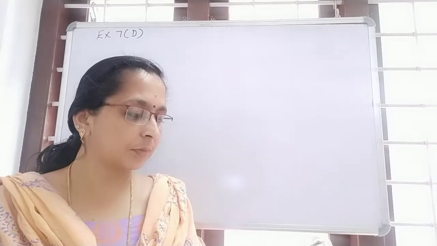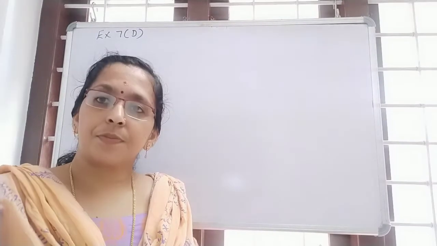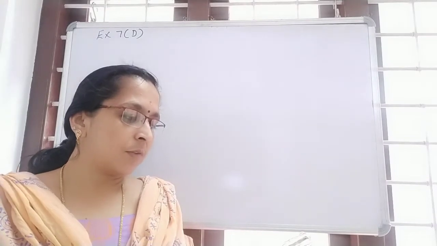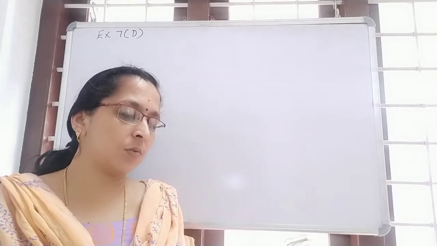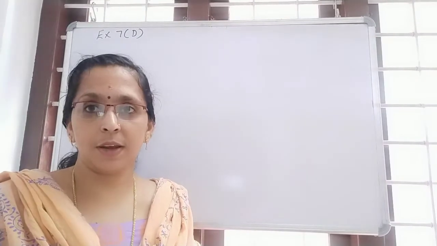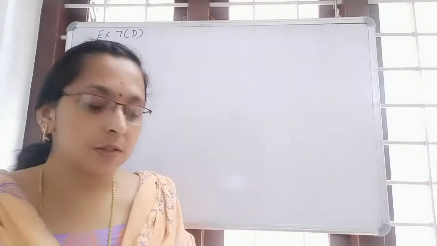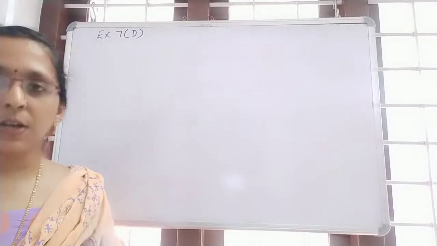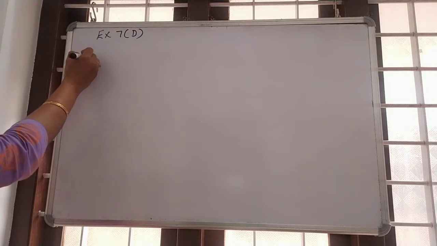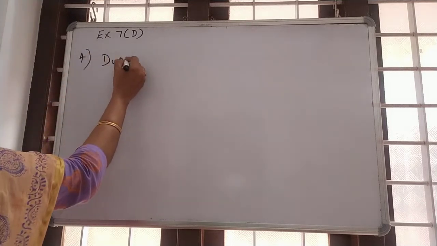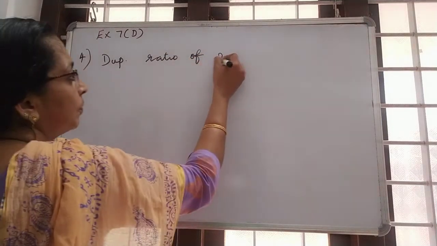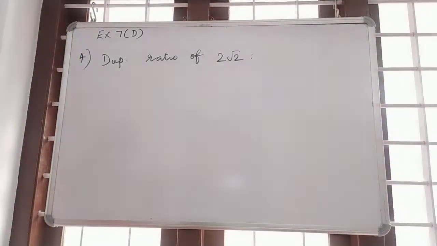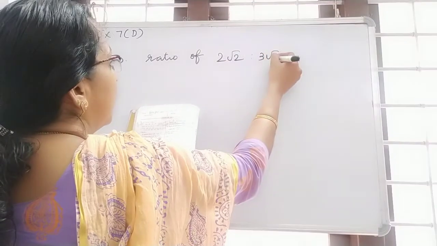Second question. Find, not the second one, fourth one. Find the duplicate ratio of 2 root 2 is to 3 root 5. So how can we write the duplicate ratio? We want to take the squares. So duplicate ratio of 2 root 2 is to 3 root 5 is equal to what?